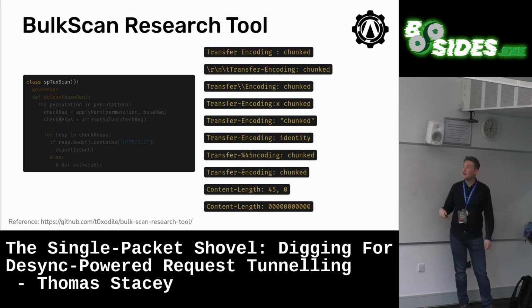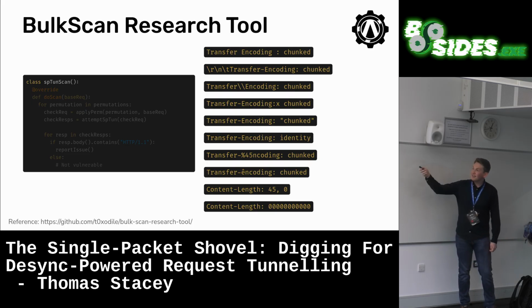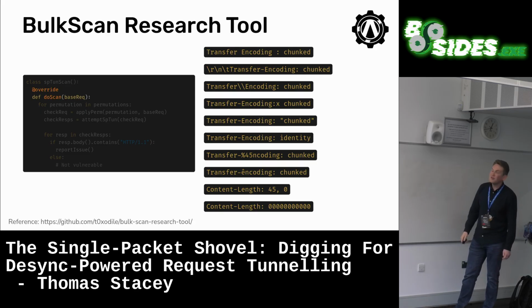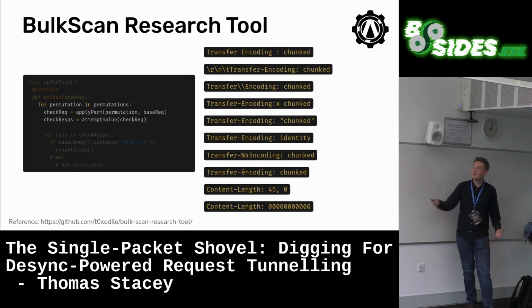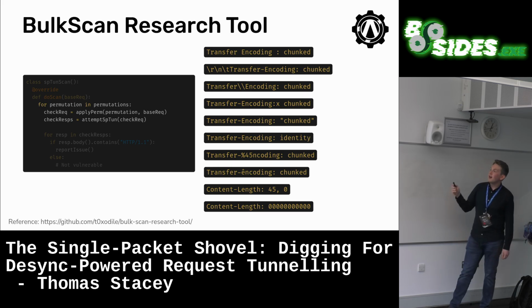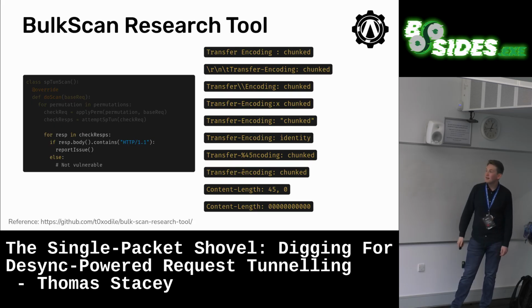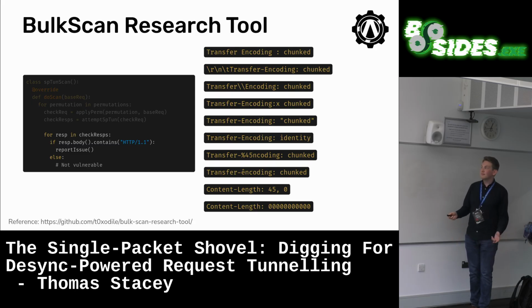So to actually code this, the only code I actually wrote is basically a little class that says override the do-scan method from bulk scan. And then for all the permutations I've written, create a request, or take the request from the proxy that you're scanning in this particular thread, apply the permutation, which just means replace the transfer encoding header or the content length header with the permuted header, then attempt to send that new exploit request in a single packet, and then go through all the responses from the single packet attack, and if any of them contain an HTTP response, report an issue in Burp. That's literally it.